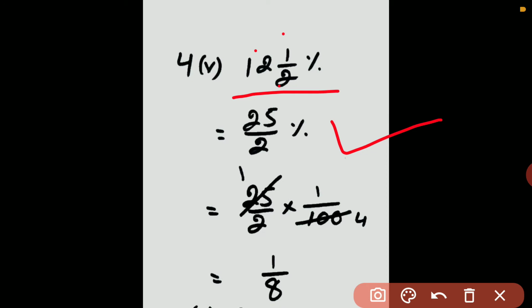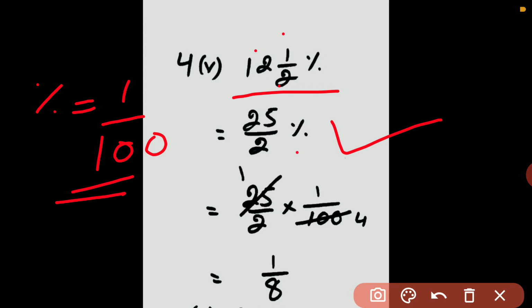Now since I have to convert this percentage into a fraction, I am supposed to divide it by 100, or simply, as I've said earlier in the video, a percentage equal to 1 upon 100, right? So using this analogy we can write 25 upon 2 multiplied by 1 upon 100. So we can cancel this 25 one time and 100 four times. Hence my answer will be 1 into 1 which equals 1 and 2 into 4 which equals 8. So my answer is 1 upon 8. That's how we are supposed to do number 4.5.